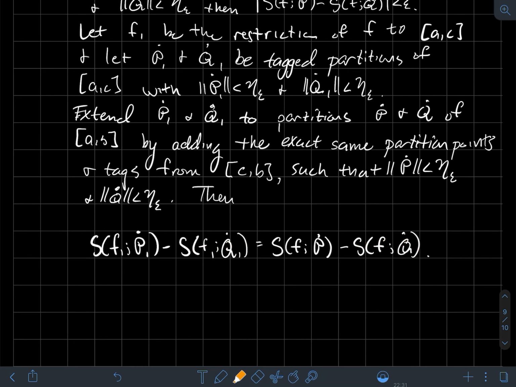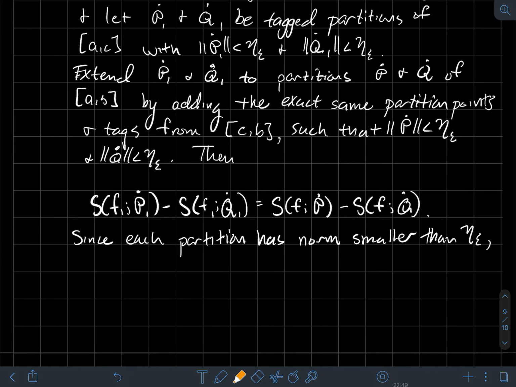And then the next thing that we did is we took the exact same partition points from C to B. And so what that means is that the extra stuff that allowed me to go all the way over to B, they're going to be the same. So those would cancel out when I do the subtraction. And that's why you don't see any of those over on this side. Hope that you can kind of follow that along with me.